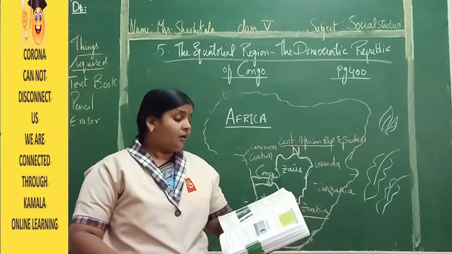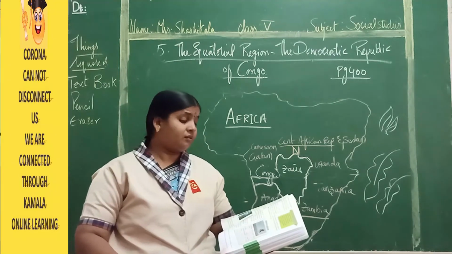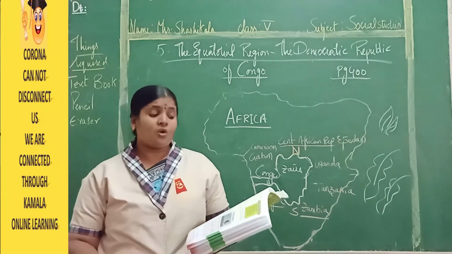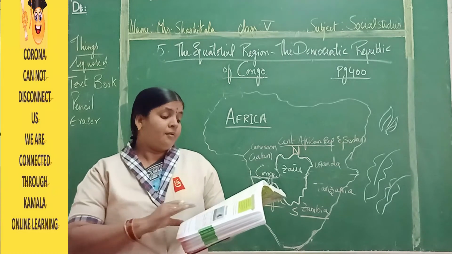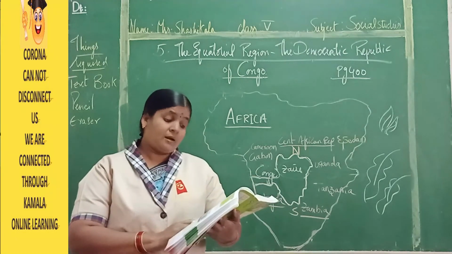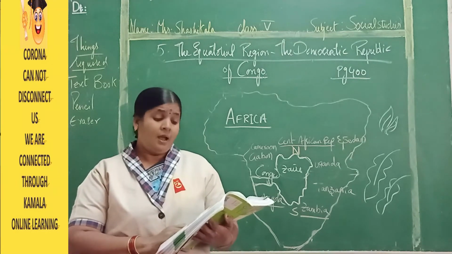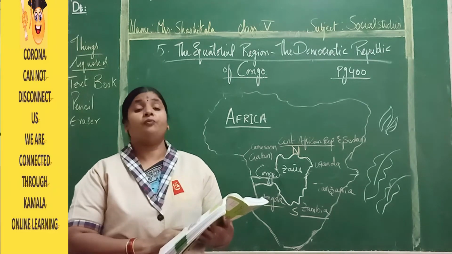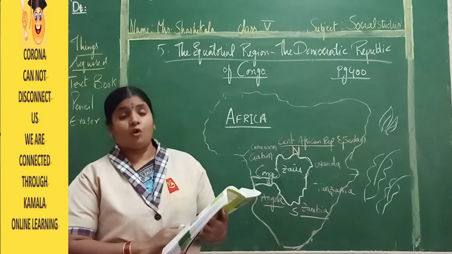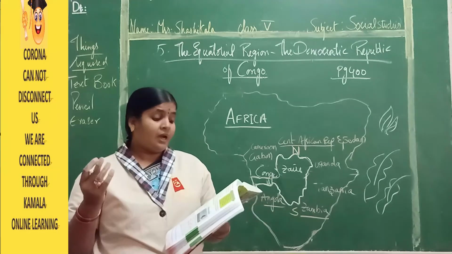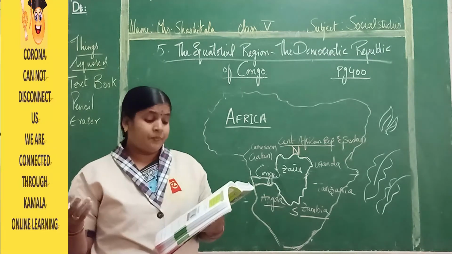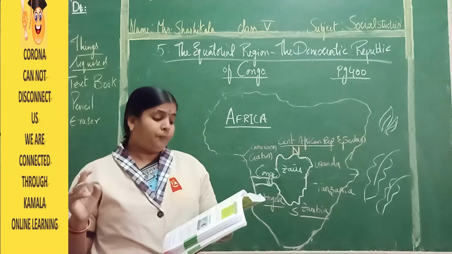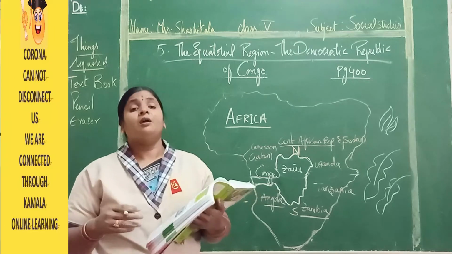And Kinshasa, the capital of Congo. The capital city is Kinshasa, the mineral rich city is Lubumbashi, and the port city is Matadi and Kananga. So, there are three important cities in the Congo. One is recognized as the capital city, Kinshasa, and one is recognized as the mineral rich city, that is Lubumbashi. And the port city is known as Matadi and Kananga.